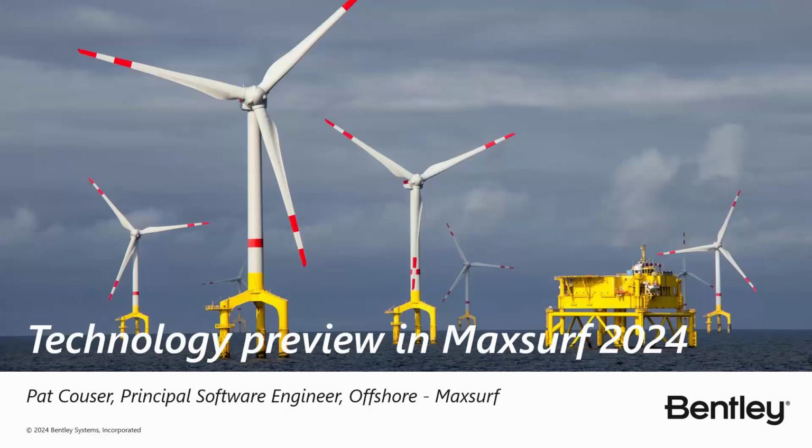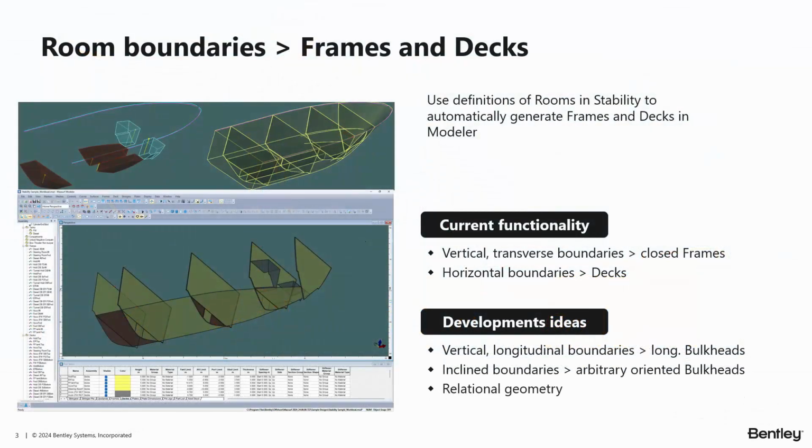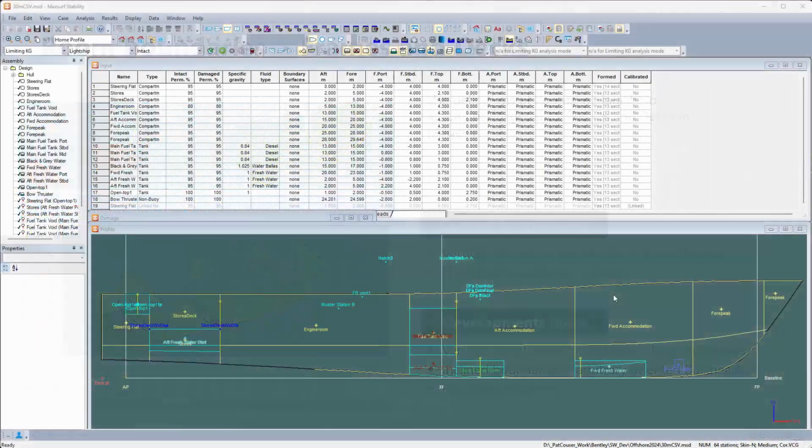One of the technology preview features we've been working on is reading the room definition in stability and automatically generating frames and decks from that information. So if I have a model in stability that's got rooms defined, you can see there's an aft and a forward extent. So these will translate into frames, and here we can see where these coincide. If they're coincident, it will just create one frame that's the biggest of all the tanks and compartments that share that. And similarly with the decks, if there's a common deck, it will just bring in one deck.